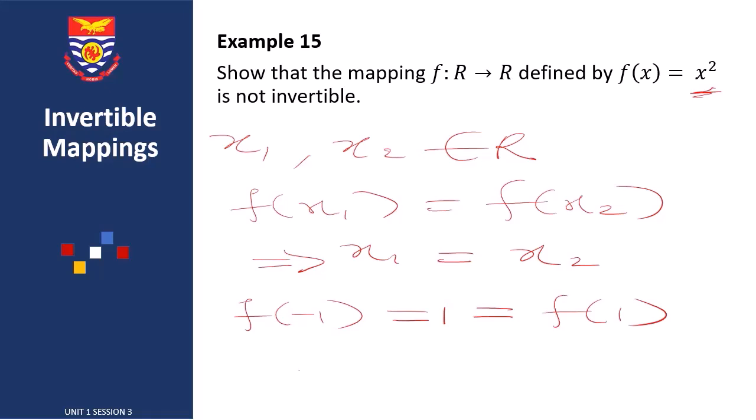But here, -1 is actually not equal to 1. Once -1 is not equal to 1, therefore this function is not 1 to 1. Once it fails to be 1 to 1, then the function is not invertible. So f is not invertible because it fails to be a 1 to 1 function.